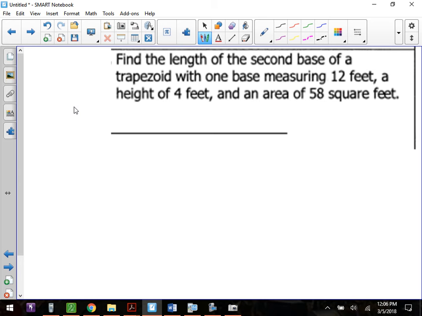Which means, what shape are we working with? Trapezoid. So we're talking about area of a trapezoid. The area of a trapezoid is half the height times the sum of the bases. According to that formula, there are 4 parts to it: area, height, base 1, and base 2. You okay with that? Yes. Which means we know 3 of them. What 3 do we know according to that problem? Area, base 1, and the height.